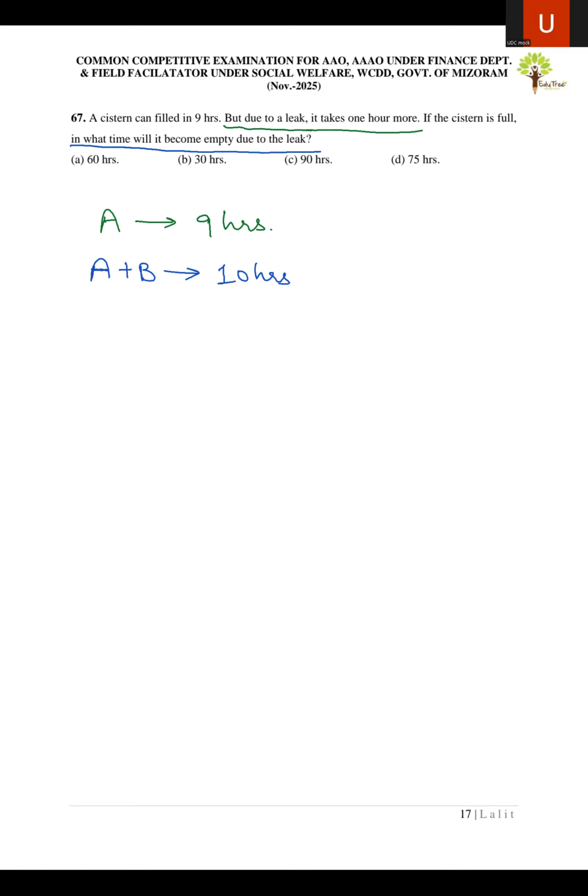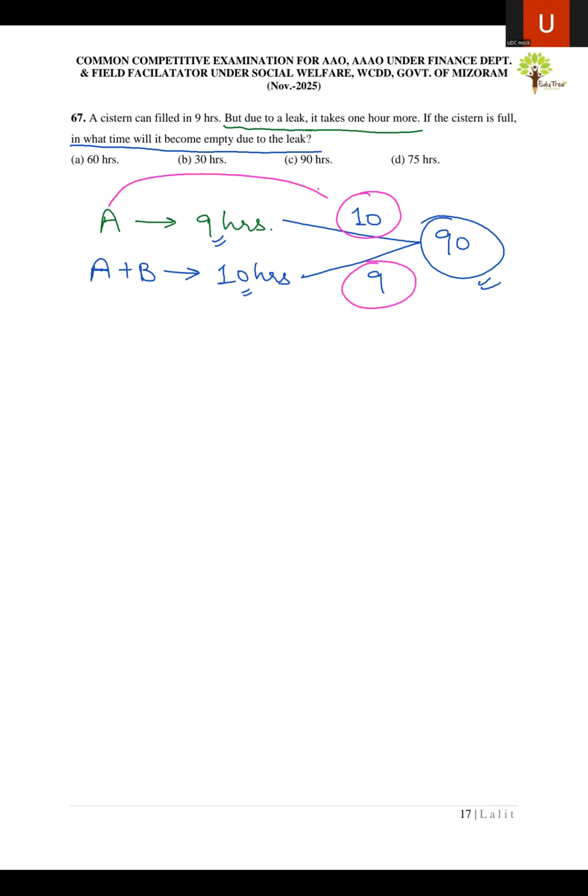All right. So what we do, we solve such kind of questions by taking their LCM. This is 90. And then we divide them. Divide 90 by 9, we get 10. Divide 90 by 10, we get 9. Now, what is this 10 and 9? 10 and 9 is the unit of work done by A and A plus B. It means A is filling what? 10 liters of water in 1 hour.